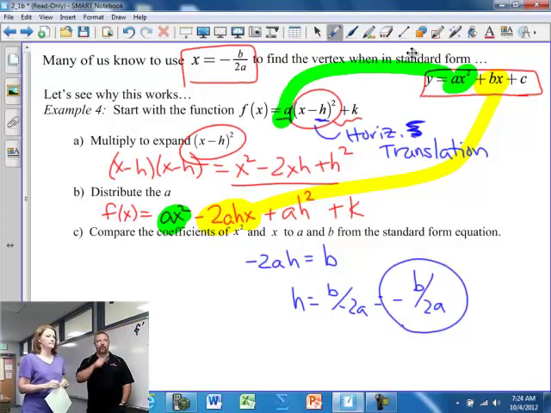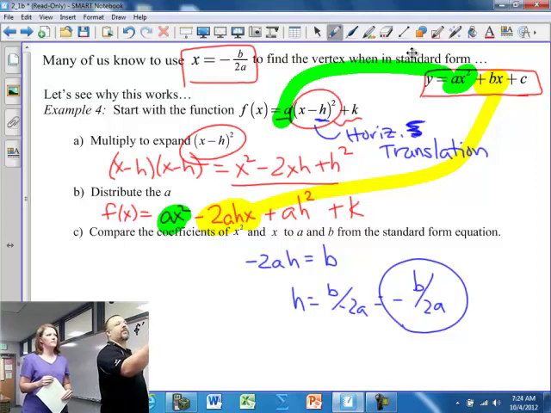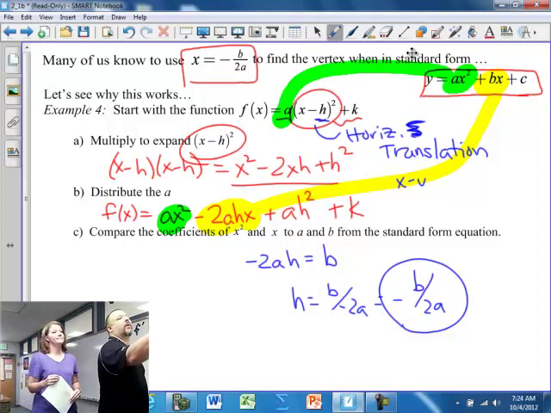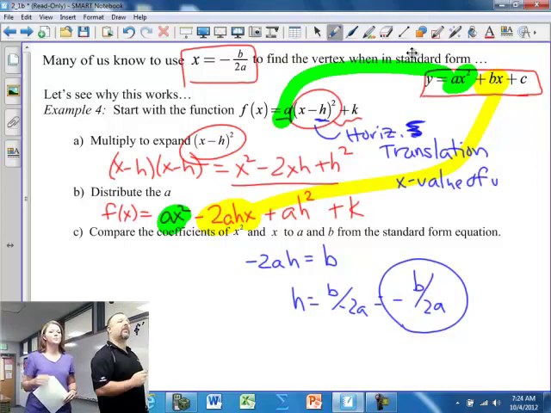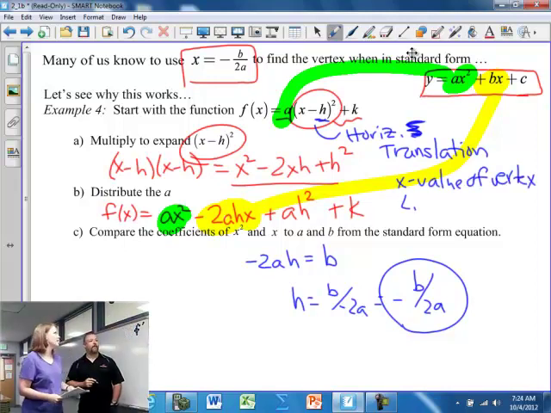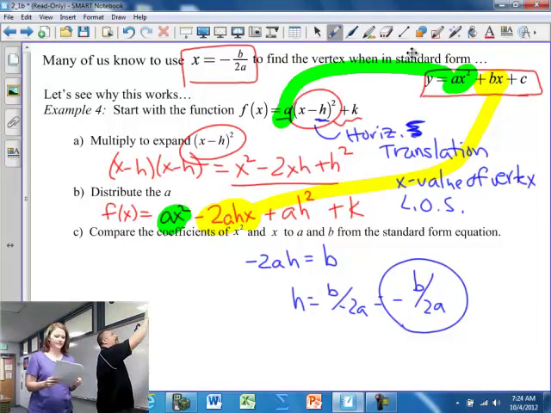So our left or right motion of our parabola is negative b over 2a. It was not only the horizontal translation, it was the x value of our vertex, wasn't it? It was. And it was also the line of symmetry. It had a lot of stuff in there. It's pretty important. That's why you memorized it in Algebra 1.